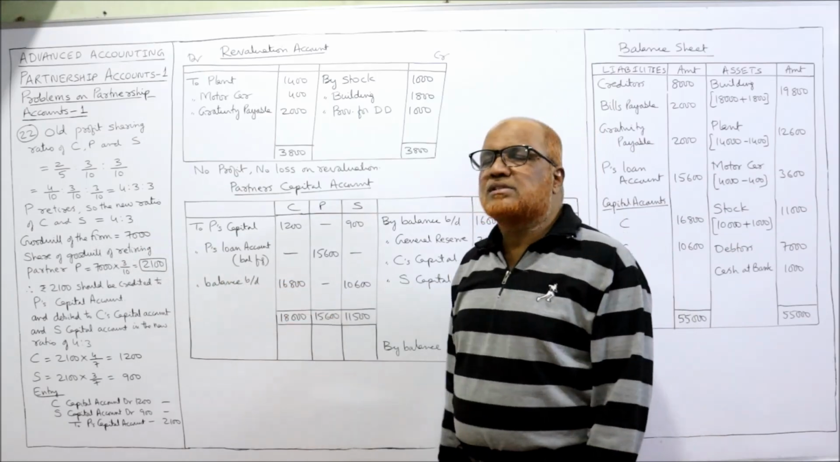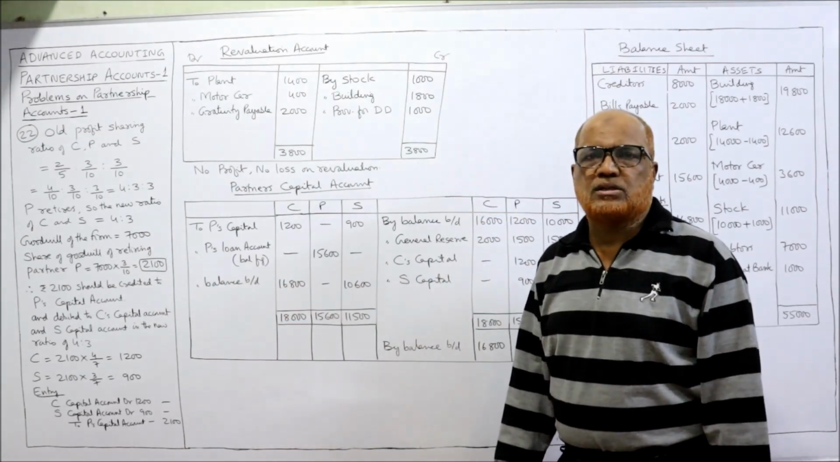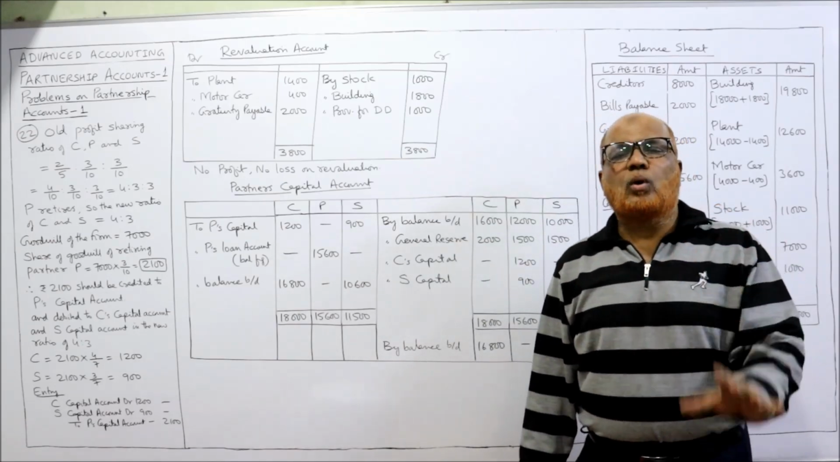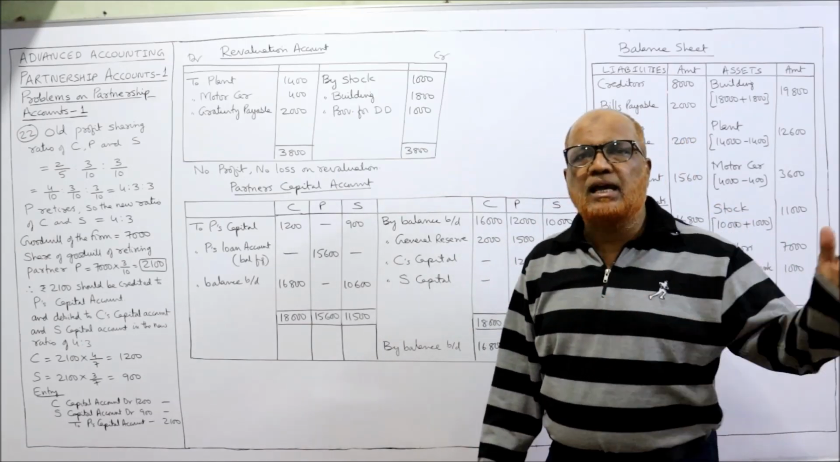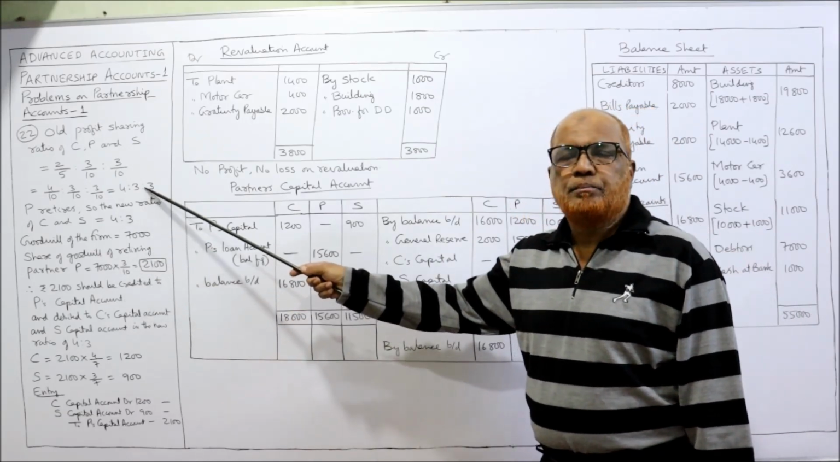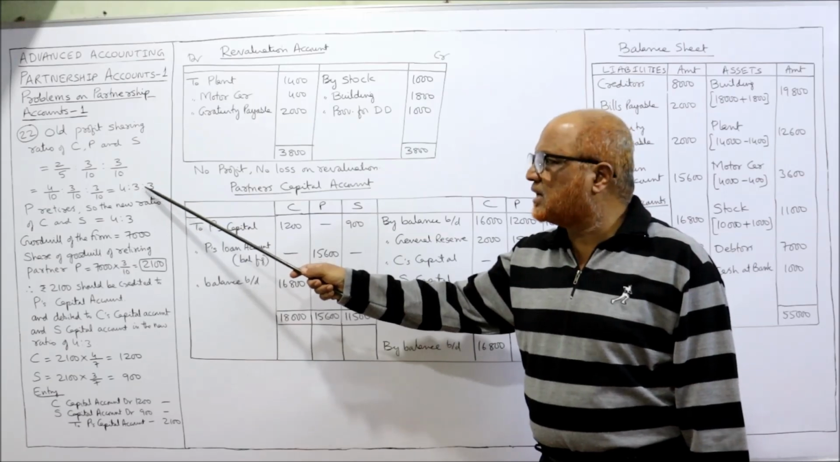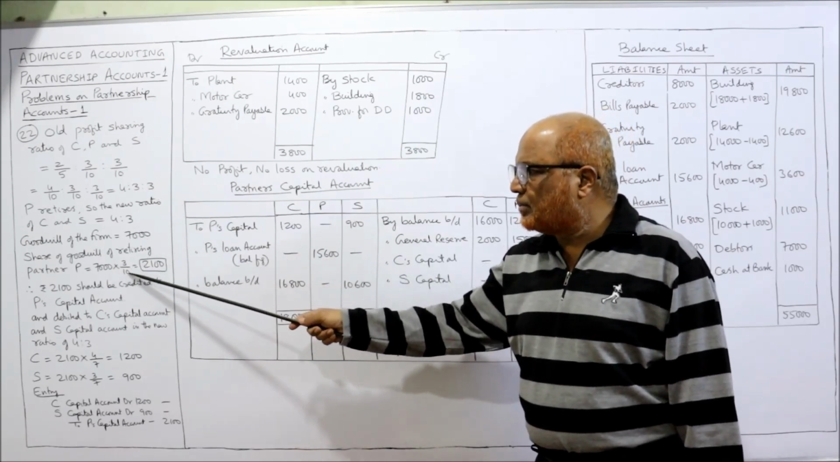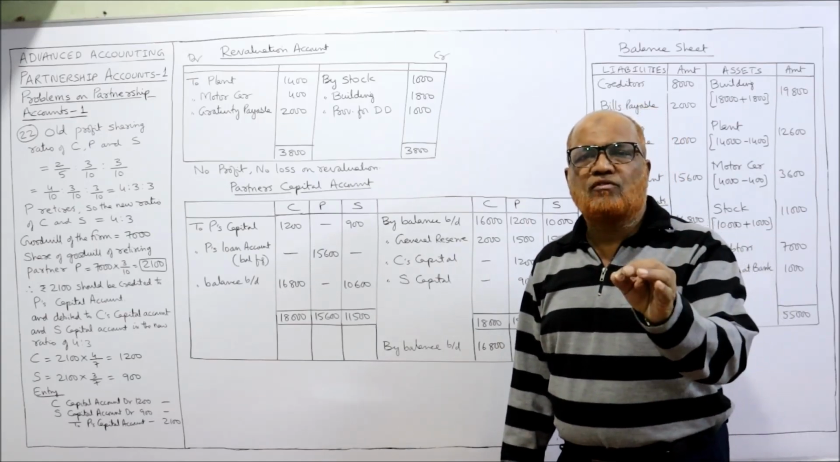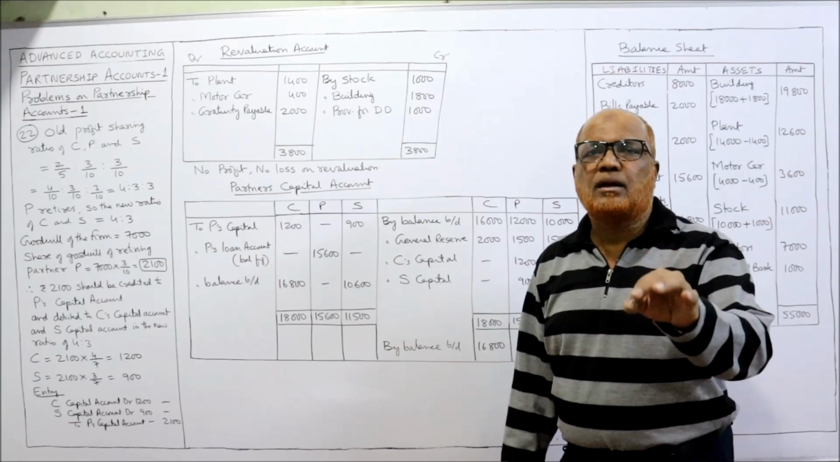Now goodwill of the firm is given in the problem as 7,000. But this is the goodwill for the complete firm. We want the share of goodwill of the retiring partner. So 7,000 into 3 by 10. Profit sharing ratio of P is 3 by 10. So 7,000 into 3 by 10 is 2,100. 2,100 is the share of goodwill of the retiring partner P.